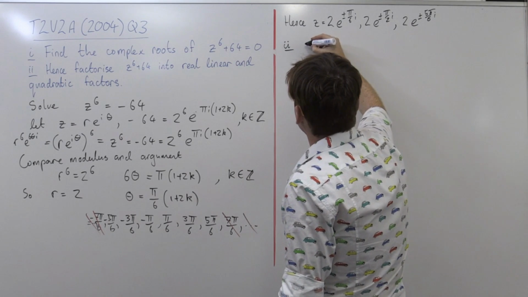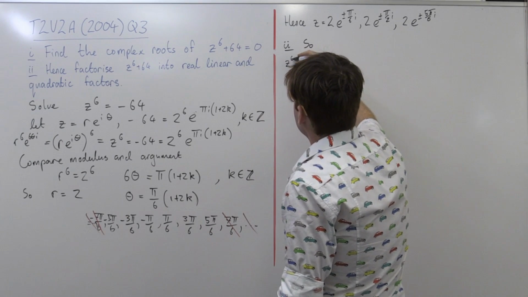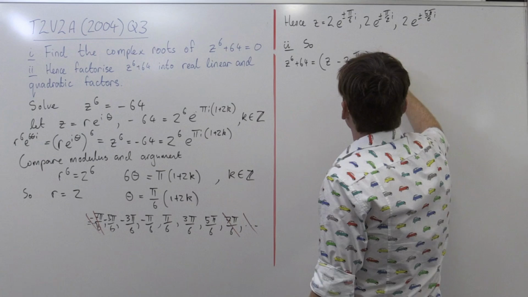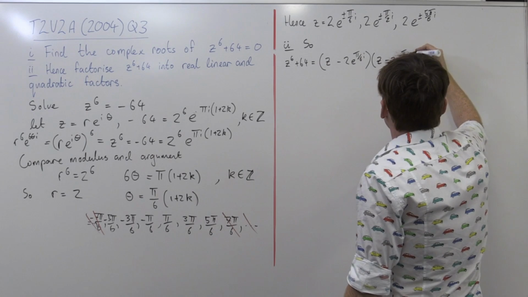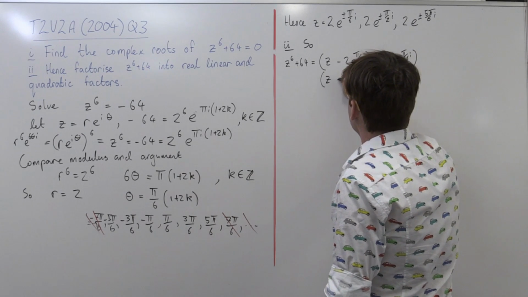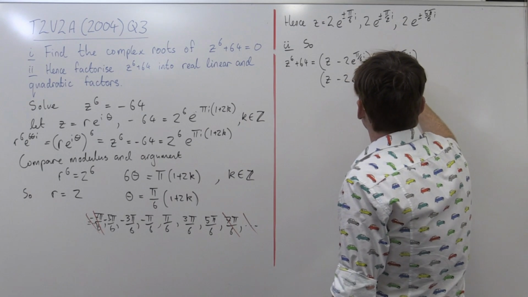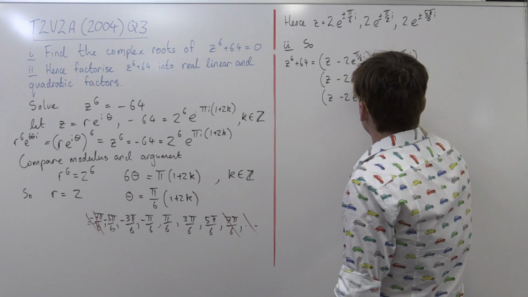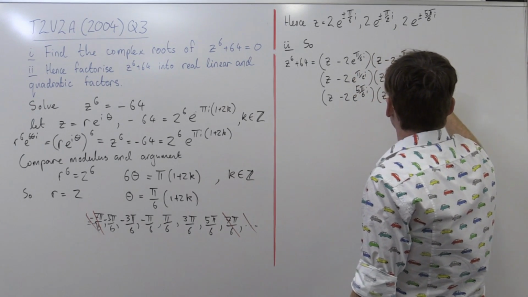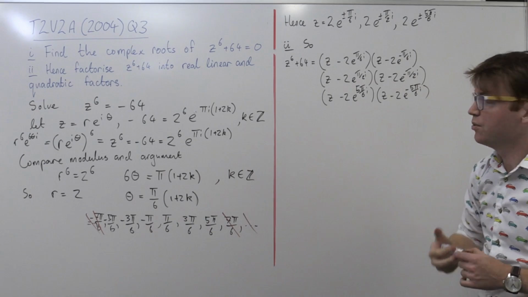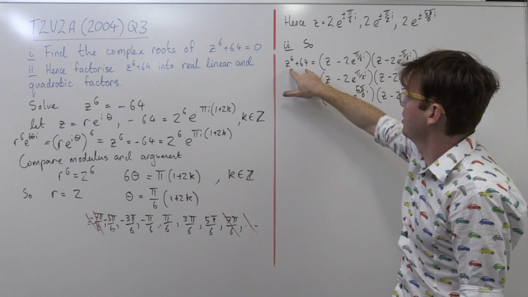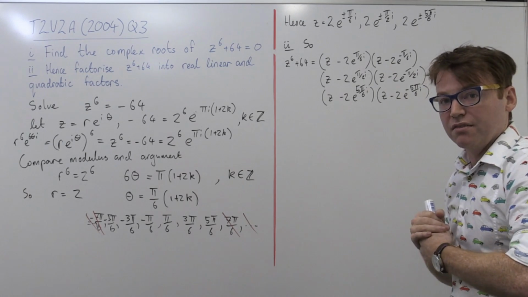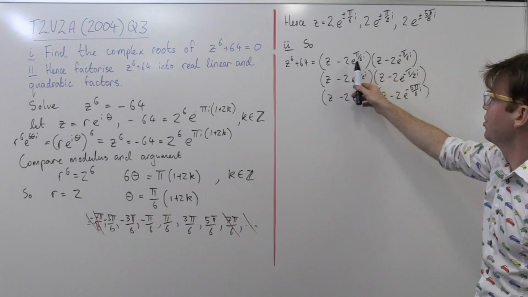So this is part I now. z to the 6 plus 64 can be written out as (z minus 2e to the pi on 6i) times (z minus 2e to the pi on 2i) times (z minus 2e to the negative 5 pi on 6i)... So if these are the roots, then this is the factorization in complex linear factors. And I've written them up so that the roots occur in complex conjugate pairs.